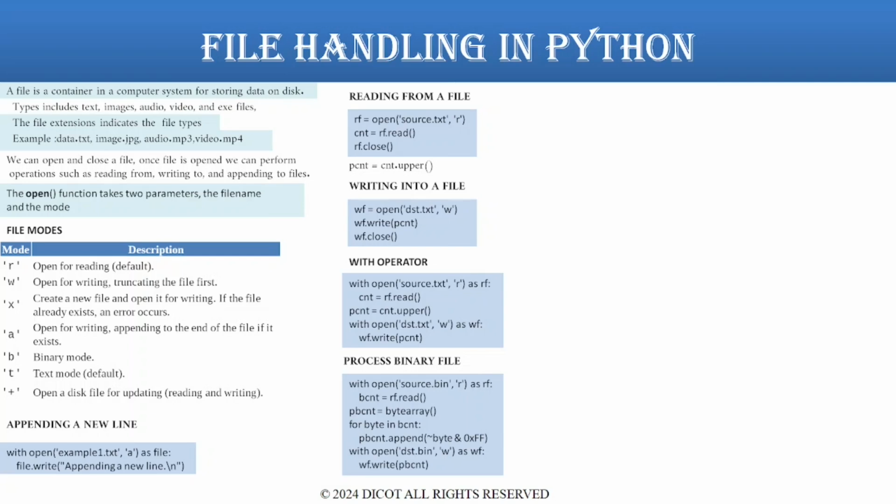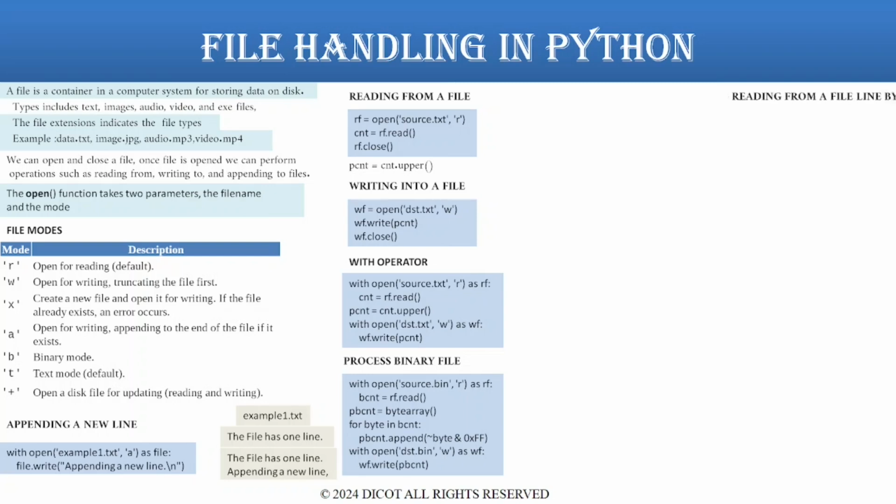function. Suppose the file example1 just had one line. Assume the line is, "The file has one line," as shown. After appending another line, say the line is, "Appending a new line," the contents of the file will be as shown. The file has one line. Appending a new line.